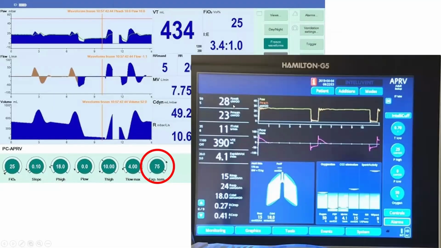Now, I just wanted to share with you what some of the other ventilators do, because this one here on the right is the Hamilton. So again, they call it APRV, and they call the controls all the same: P high, P low, time low, and you can't see time high on there, but it's P high.